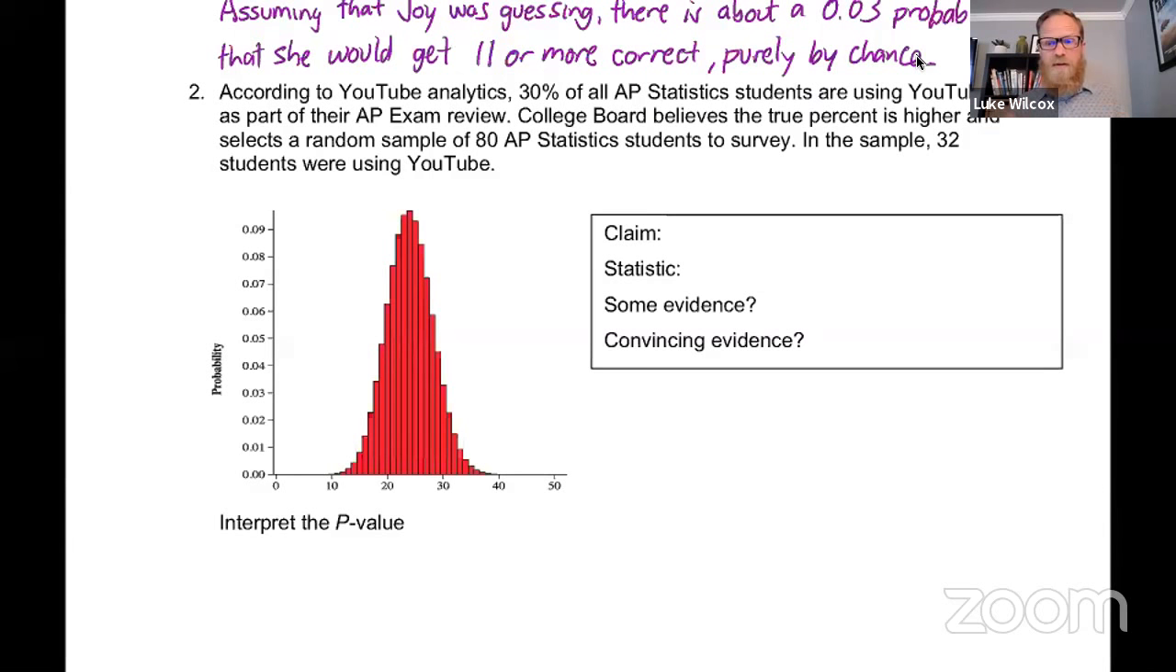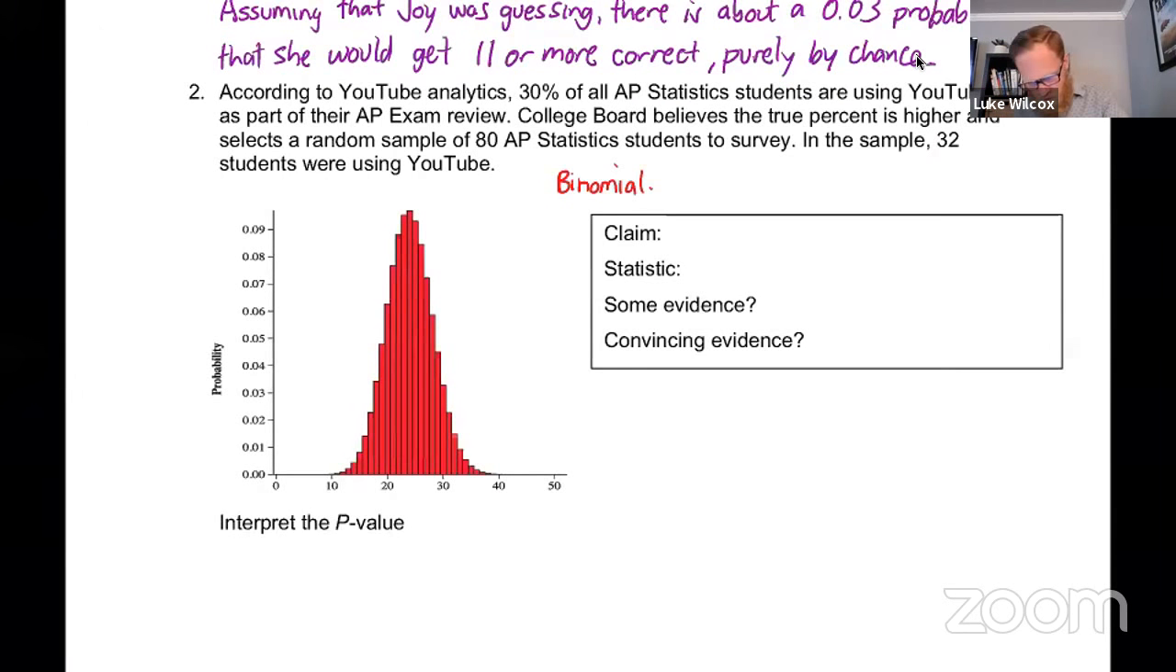Okay, let's think about a couple of things here first. The first thing to identify is that the thing that the College Board is measuring is the number of students that are using YouTube here. Okay, the number of students. That's like the number of successes in a fixed number of trials, which is 80. And I'm hoping that's triggering to you that this is, in fact, a binomial distribution.